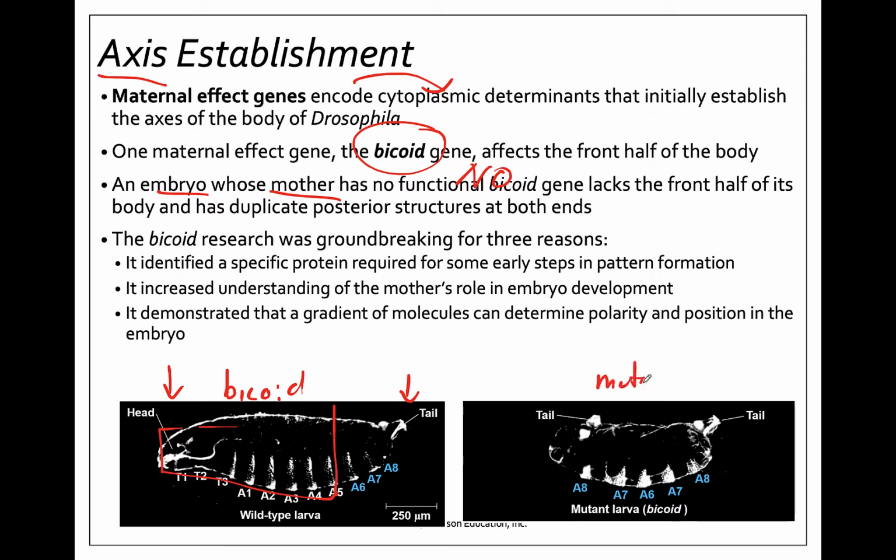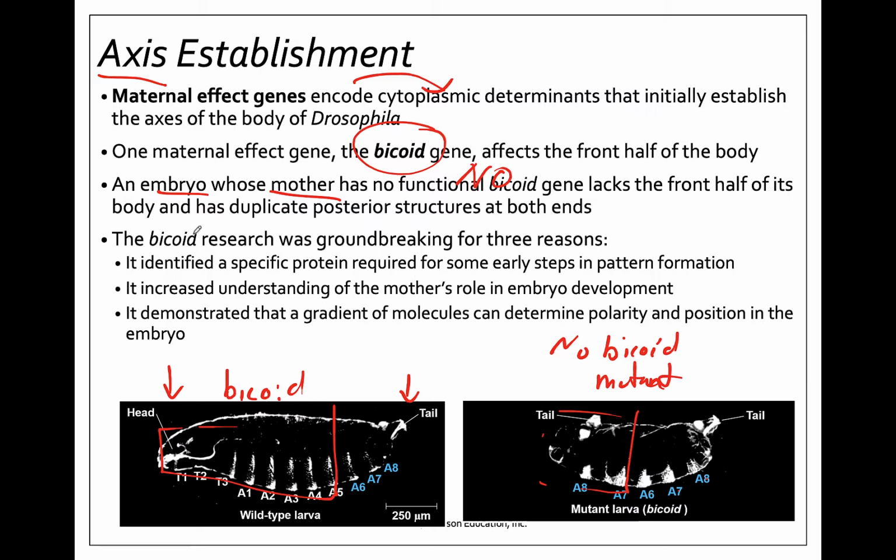This is the mutant where the mother had no bicoid gene. And what you see here is you end up just getting two copies of the back half. So you've got abdominal regions A6, 7, and 8 over here, and abdominal regions A6, 7, and 8 over here. Because there was no bicoid gene, the cytoplasmic determinants that allow for the development of the head, thoracic, and abdomen structures never developed. And so you end up with this mutant larva. This would be another lethal mutation because a larva is not going to survive with two tails and no head.